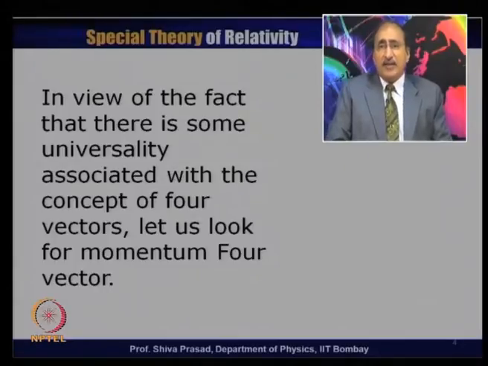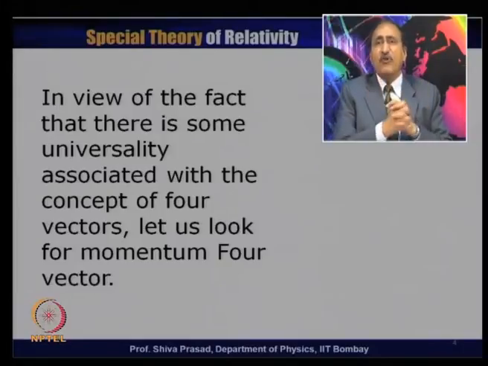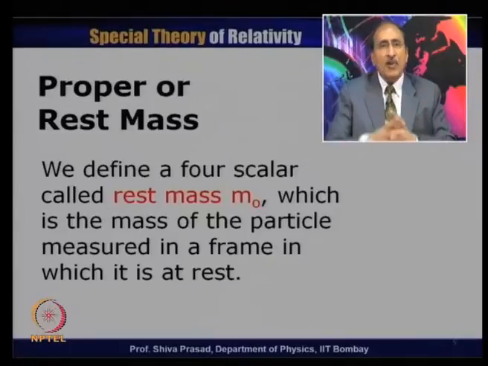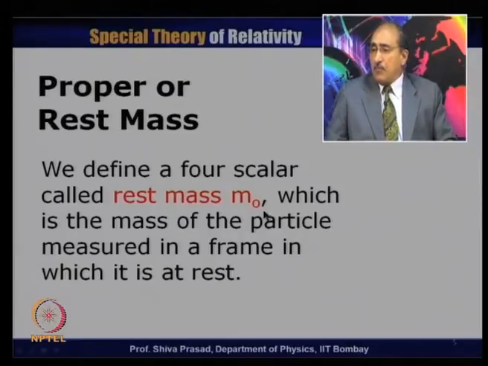In view of the universality associated with the concept of 4 vectors, the idea is that if we could define this 4 vector from the momentum point of view, then it would be easier to see that its conservation is obeyed universally, it means in all inertial frames of reference. So, as I said, let us define a proper, or what we call a rest mass, which we call m naught, and to be specific, let us say that this mass is the mass of the particle determined in a frame of reference in which the particle is at rest.